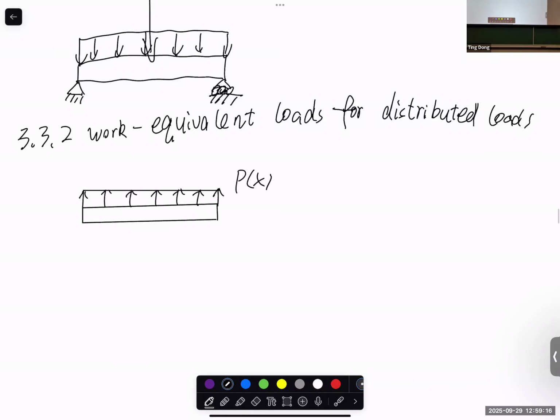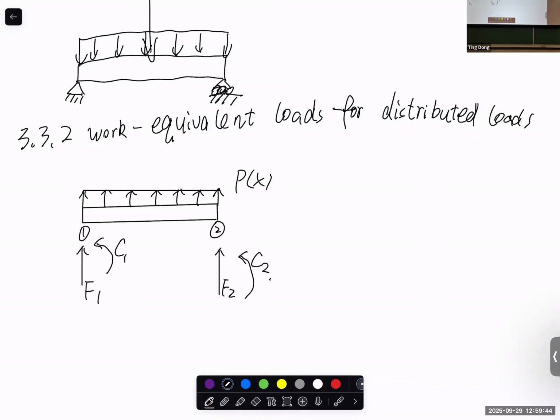And we have the equivalent nodal force. Since we have two nodes, let's say this is node 1, node 2, and we consider the equivalent nodal forces F1, C1, and F2, C2.